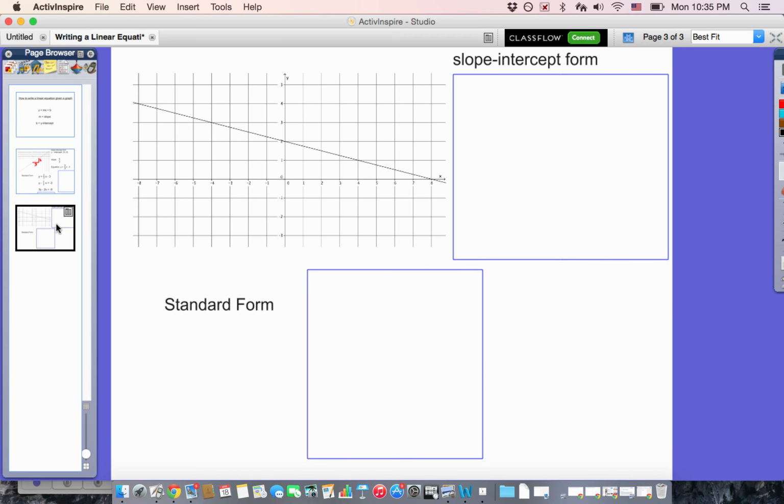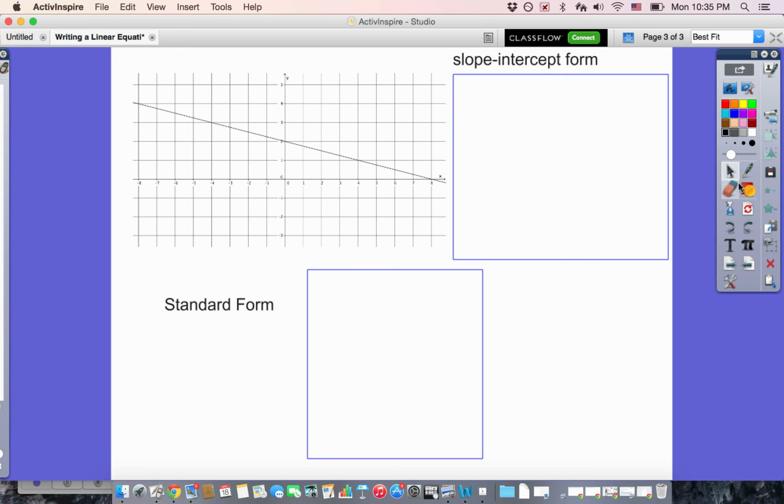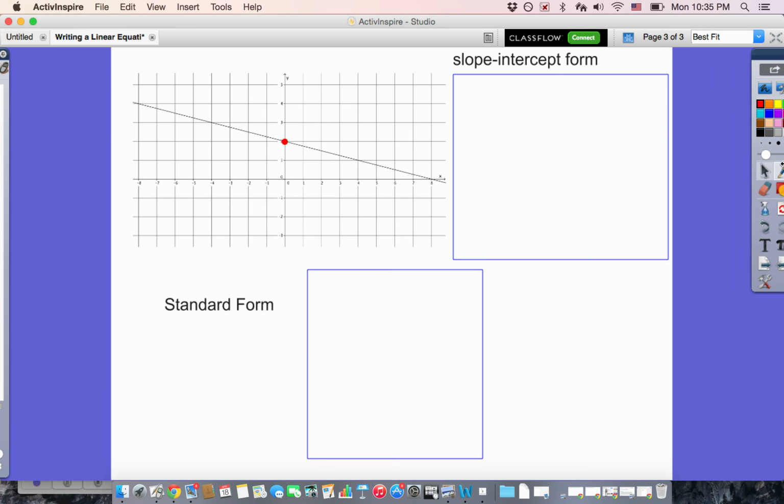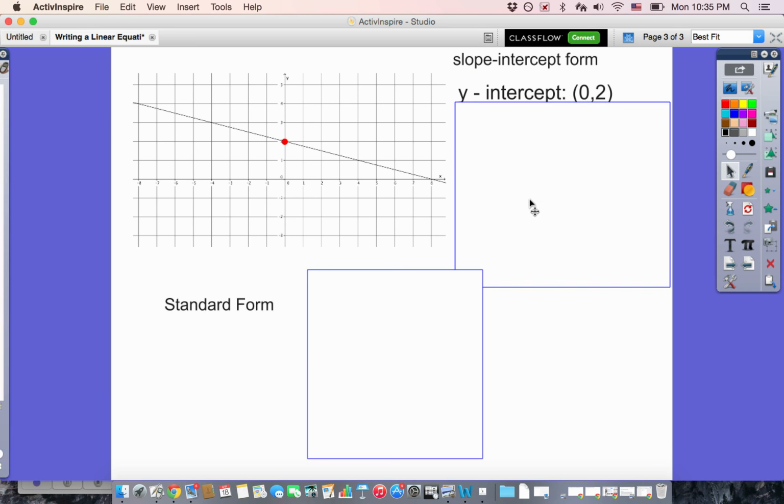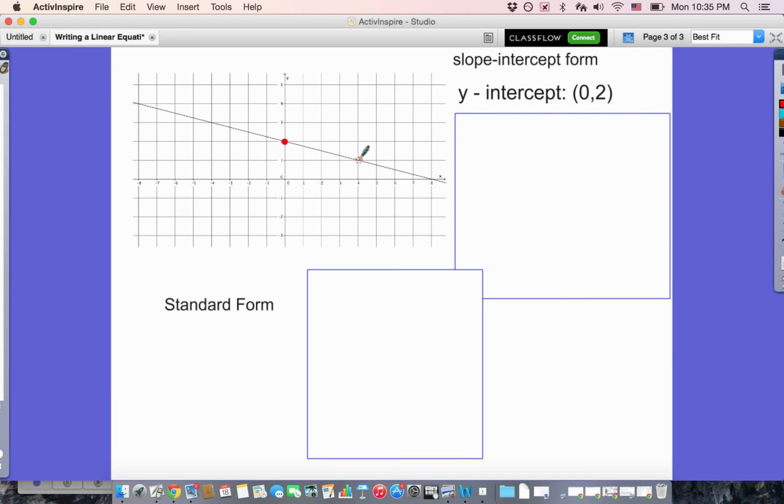Now let's look at another example. If we look at this equation right here, this is our y-intercept. And what is our y-intercept? It is (0, 2). Now we want to figure out what the slope is, so let's pick another point.